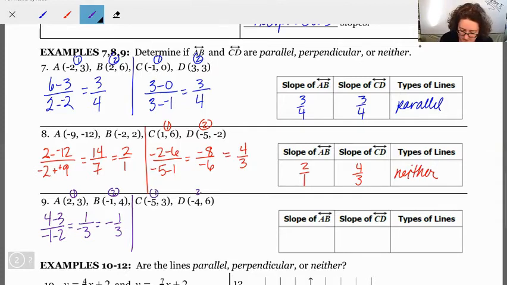Okay, first point, second point. 6 minus 3 over -4 minus 5. So we have a 3 over -9. Simplify that out. We have -4. Ooh, what did I do? Anyone catch my typo?